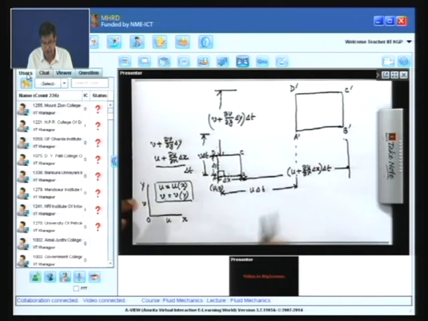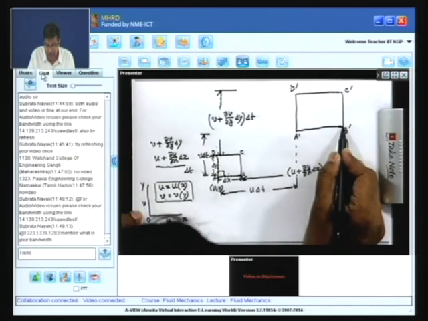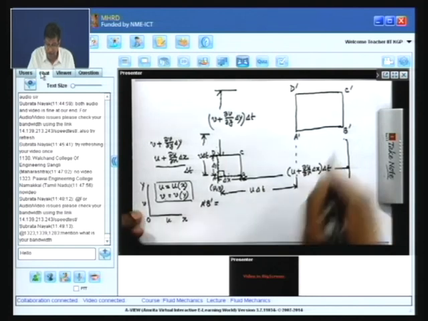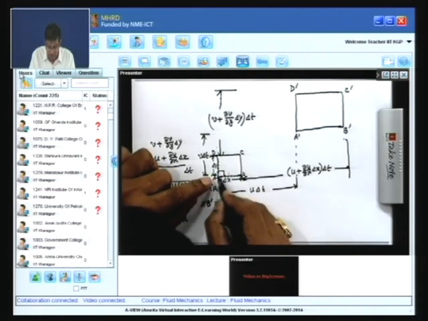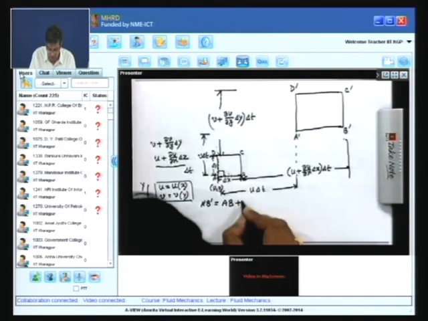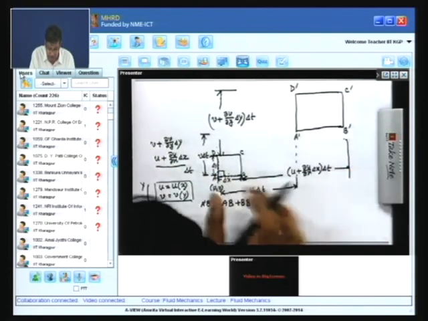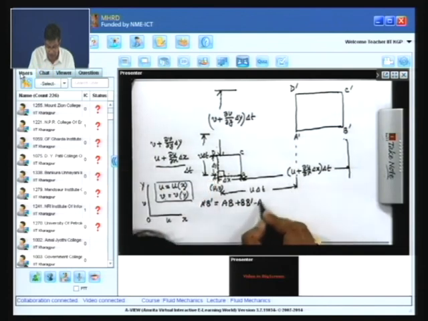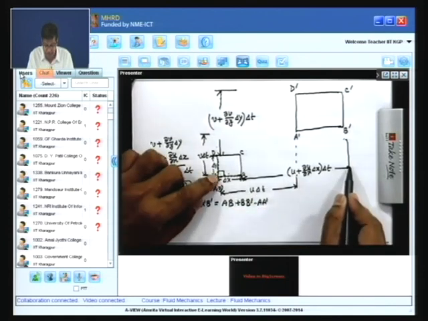From this we can find out the rate of elongation. Find out the elongation first. What is this elongated length A dash B dash? A dash B dash can be written as, just follow the geometry, AB plus BB dash minus AA dash. That means this distance AB plus BB dash, minus AA dash.